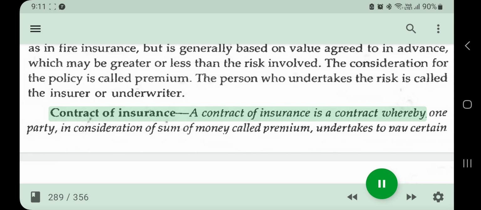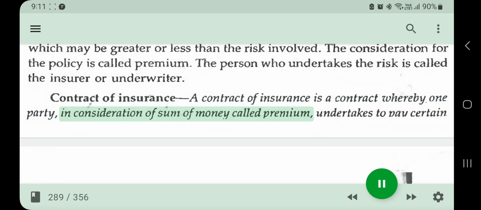Contract of insurance. A contract of insurance is a contract whereby one party, in consideration of a sum of money called premium, undertakes to pay certain law of insurance 10.5.